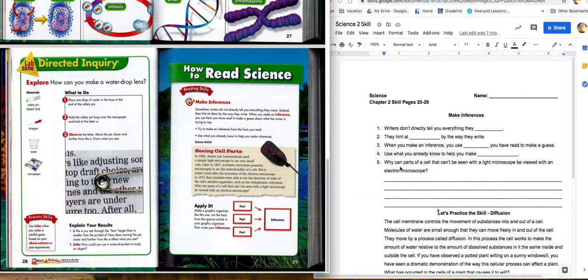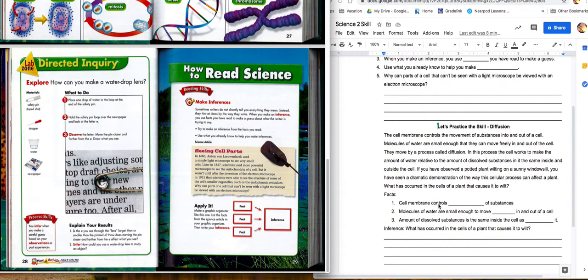Now I'm over here trying to answer the question. Why can parts of the cell that can't be seen with a light microscope be viewed with an electron microscope? Well, guys, hopefully you are reading between the lines. It didn't tell me this, but obviously an electron microscope must be more powerful than a light microscope. That's why I'm able to see smaller organelles. They never told me that in this article, guys, but I can read between the lines and I can answer that question. So that's what making an inference is all about. I look at an article, I get my facts, and then I answer the question.